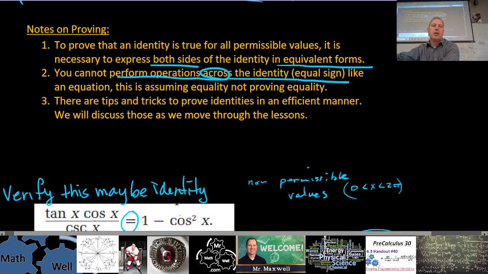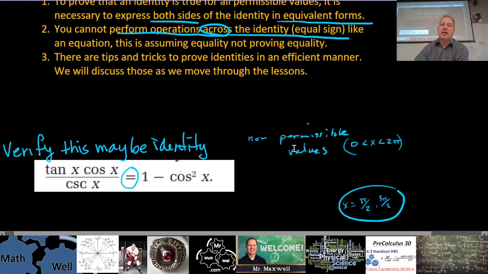Don't worry about that. So there are tips and tricks to prove identities in an efficient manner. We'll discuss those as we move through the lessons. The first one I already gave you: pick the more complicated side if you have a choice.